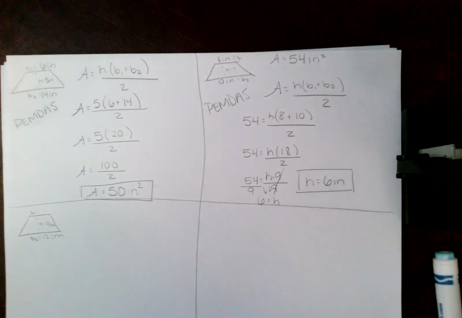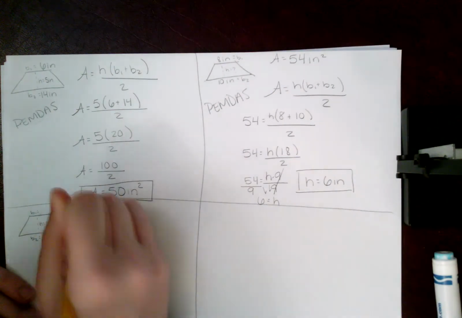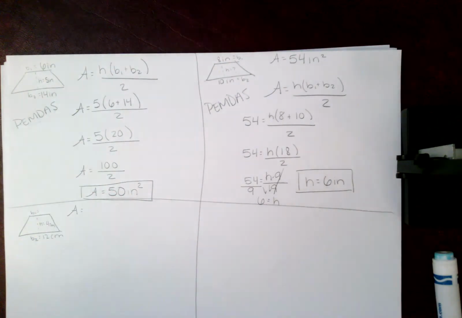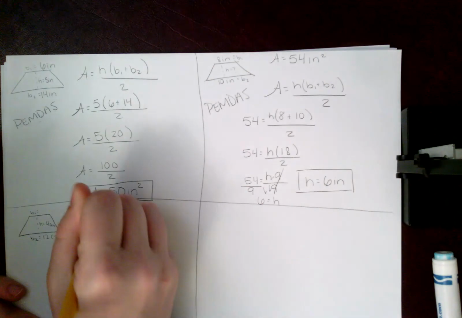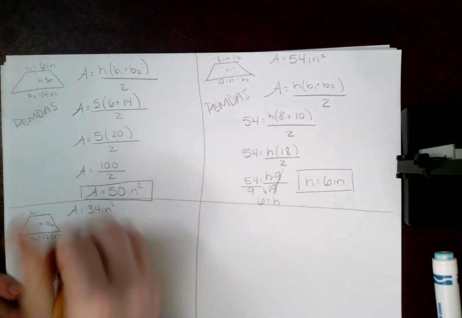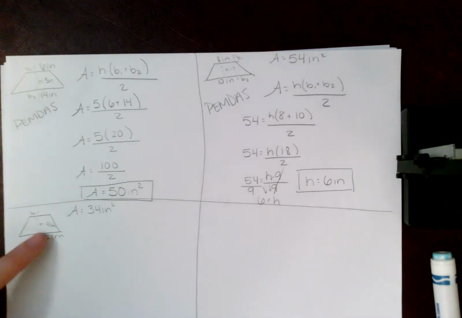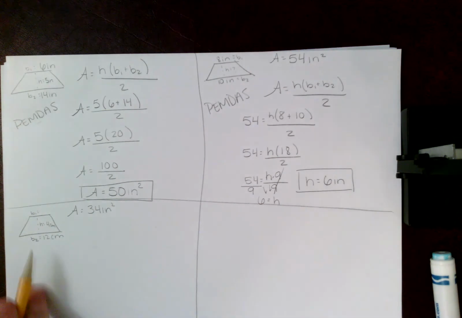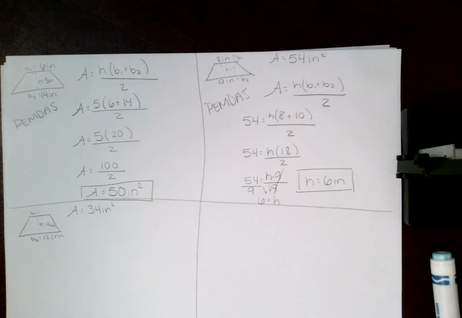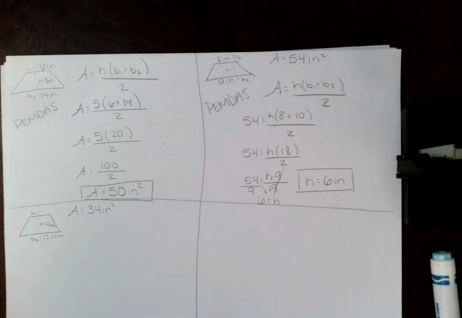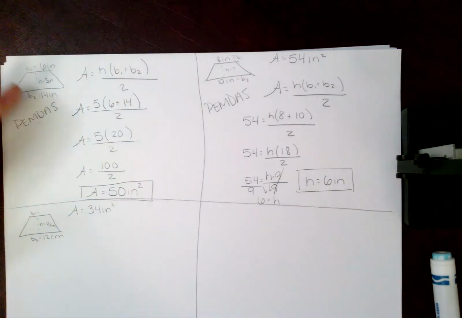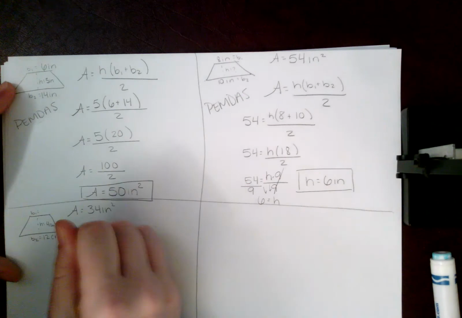When reading the directions, it may say something along the lines of, determine the length of the shorter base of the trapezoid, whose area is 34 inches squared, with a height of 4 inches and a longer base, or base 2, of 12 centimeters. So that's all the information we're given. So first step, we write our formula.